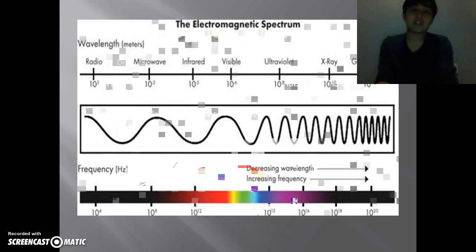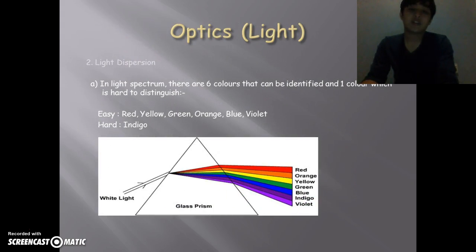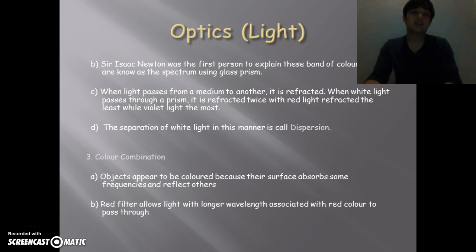In this electromagnetic spectrum diagram, we can see clearly here that red has a lower frequency than violet. That means that red refracted the least while violet refracted the most among the 7 colors. So the separation of a white light in this manner is called dispersion, hence the name light dispersion.